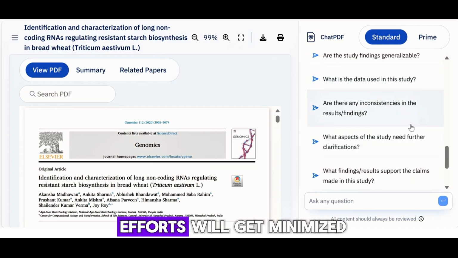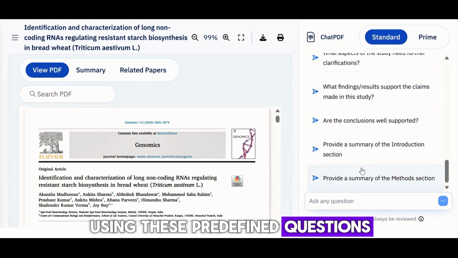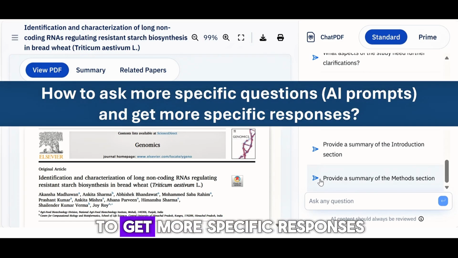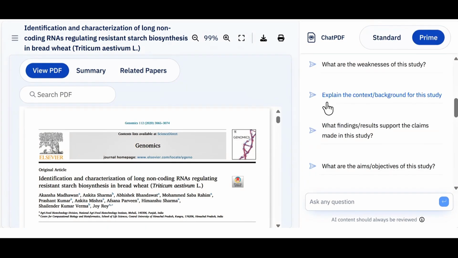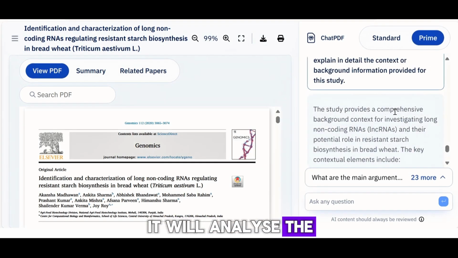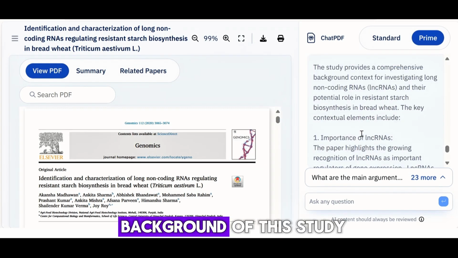Most of your reading efforts will get minimized using these predefined questions. At the end, I will also share how you can ask more specific questions to get more specific responses. Let's ask it to explain the context or background of the study. It will analyze the entire paper and write a brief background of the study.